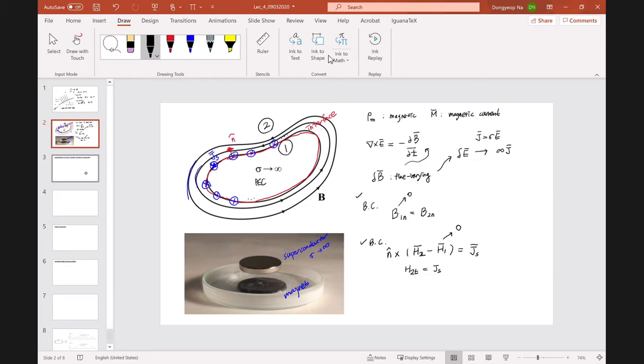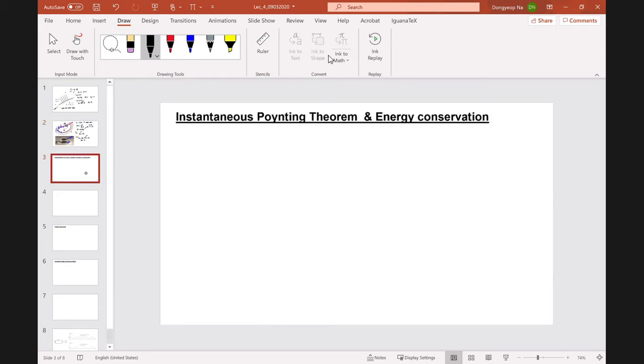Okay. Then let's move on to another topic. We're going to spend most of this lecture looking into the power, the so-called Poynting vector, and also energy conservation, which is one of the important conservation laws in nature. So then let's just start from Maxwell's equations again.